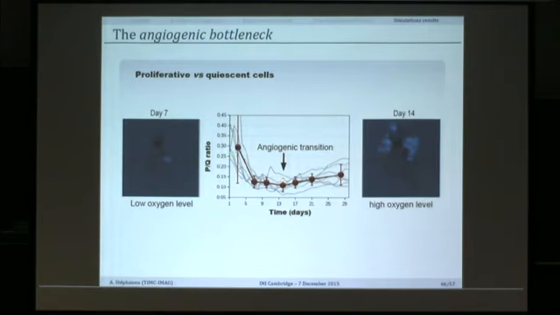And then the oxygen is back to the tumor, and so we have some more proliferative cells appearing. So we have this transition, and day 17 is when we really start to have the return to proliferation of the tumor. Here I just show some low oxygen levels at day 7, and after day 14 we see that we have some bright patches responsible for the return to proliferation.